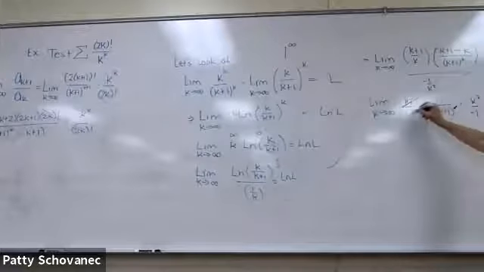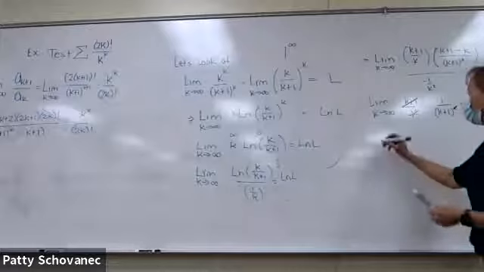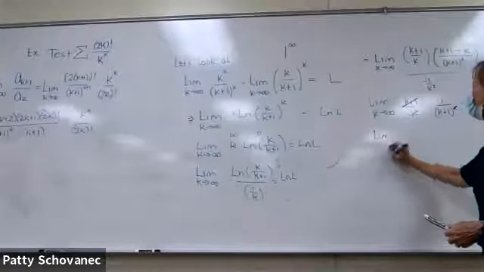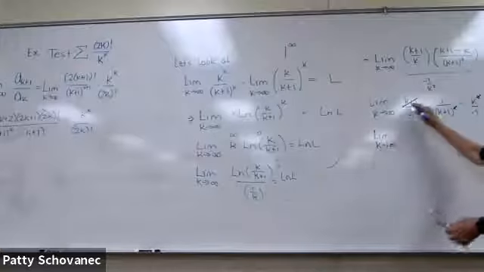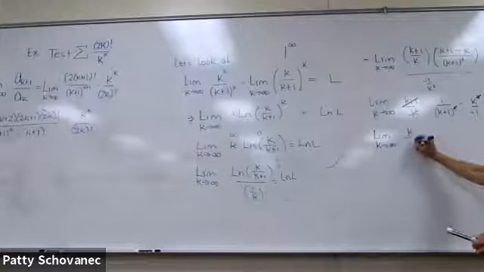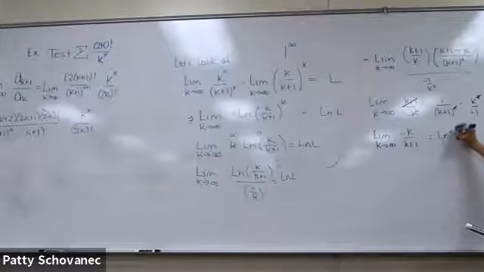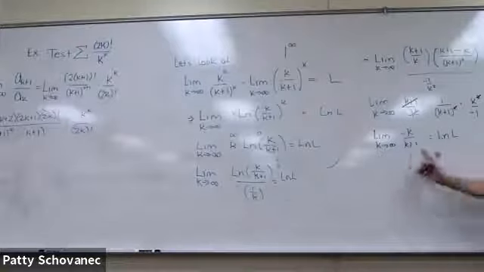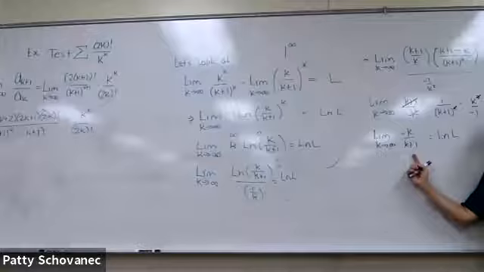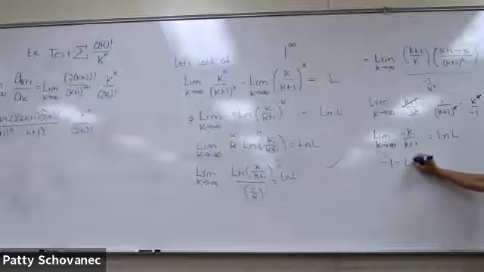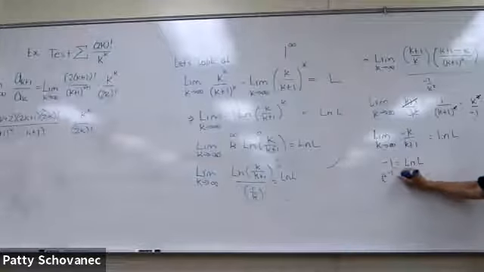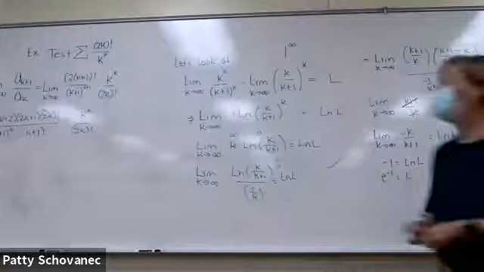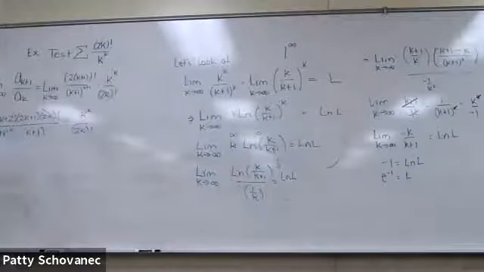That goes out with one of those. That goes out with one of those. And I'm left with the limit as k goes to infinity of k over k plus 1, to the minus k. So this limit over here is just a negative 1. So e to the negative 1 is L. So that came from here.